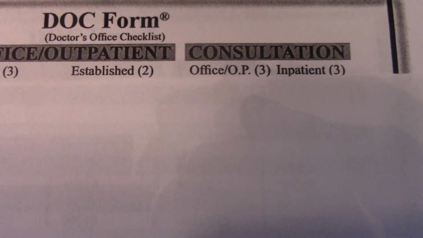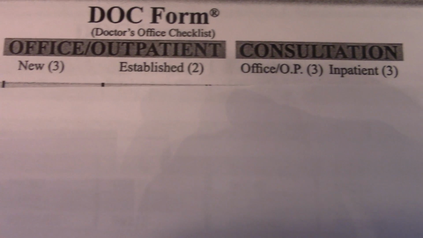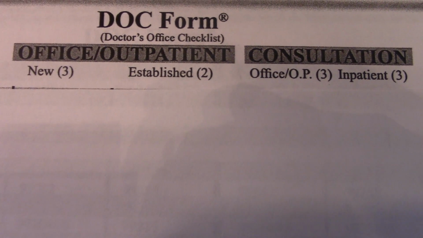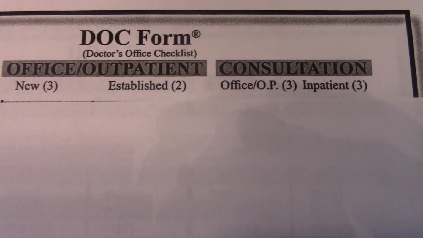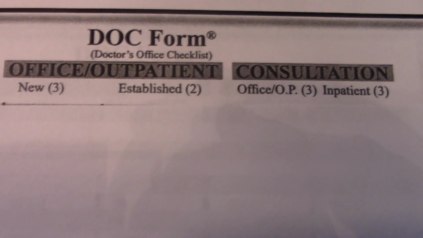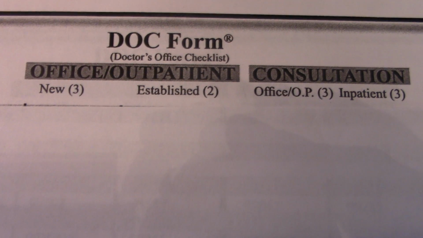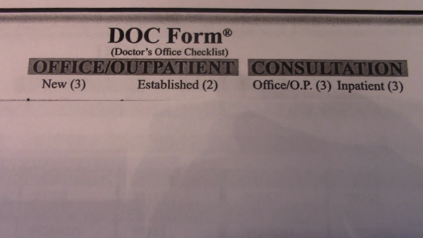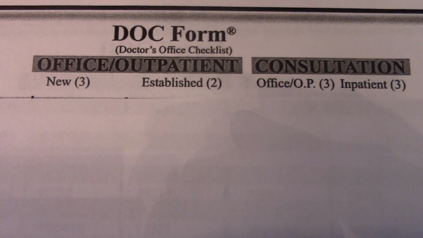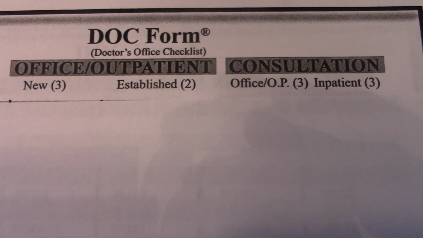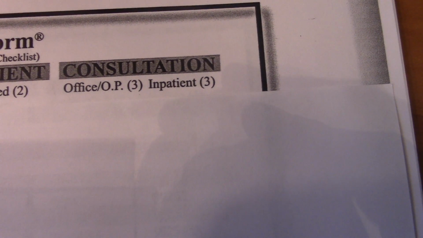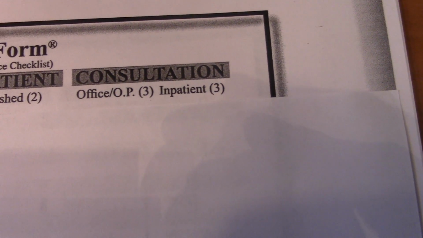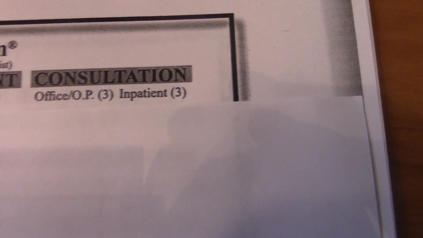You see where I have new. I'm trying to show you a little bit at a time. New, and it has the number 3 in parentheses, established with the number 2 right up under office and outpatient. Because what you will learn is that a new patient must have 3 out of 3 components. An established patient must have 2 out of the 3 components. With consultation, your office or outpatient, you have to have 3 out of 3 components. Inpatient must have 3 out of 3.